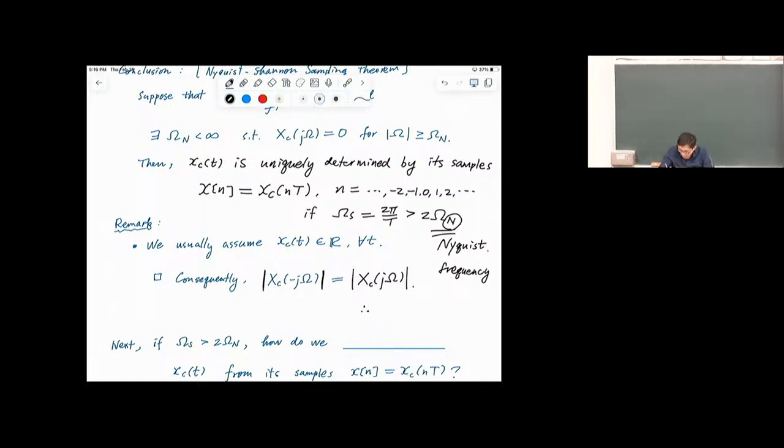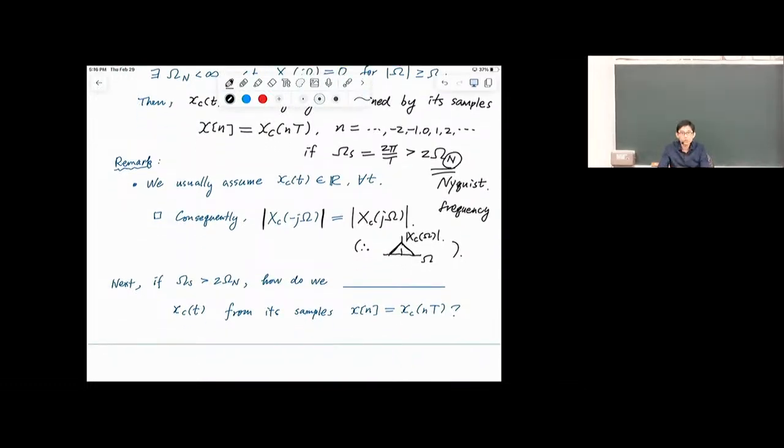Therefore, I always draw a triangle. A lot of people like to draw a triangle to emphasize that this is a real signal, so the spectrum is symmetric. That's why we draw a symmetric triangle.